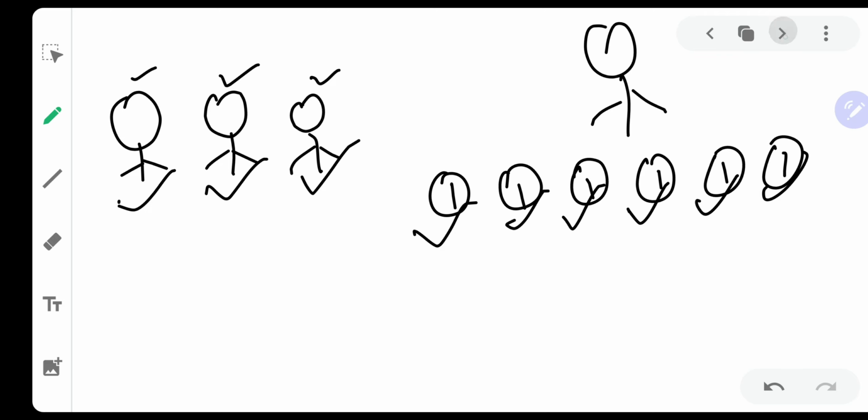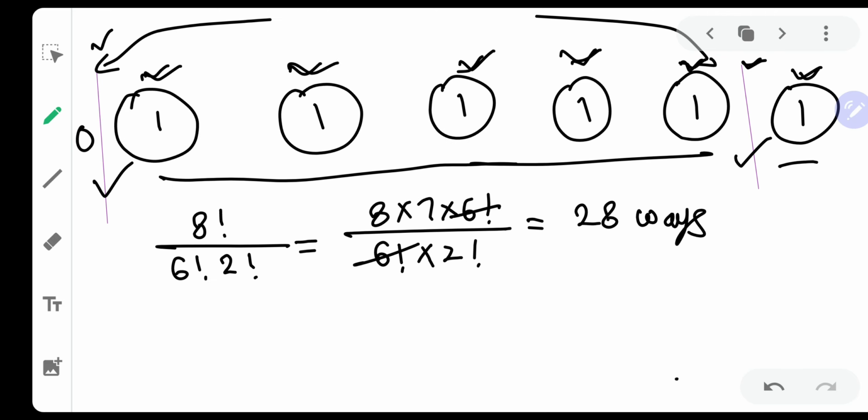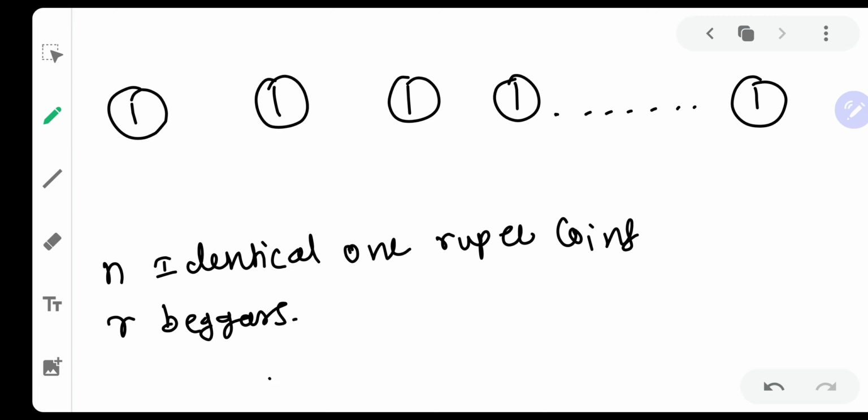Then there were three beggars. How many partitions were required? Two partitions were required. Now there are R beggars, so there will be R minus 1 partitions, because the number of beggars will be R, so the partitions will be R minus 1.